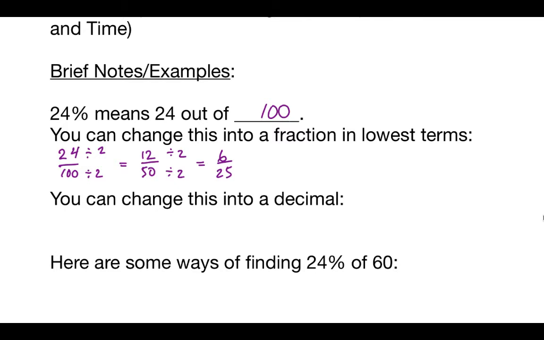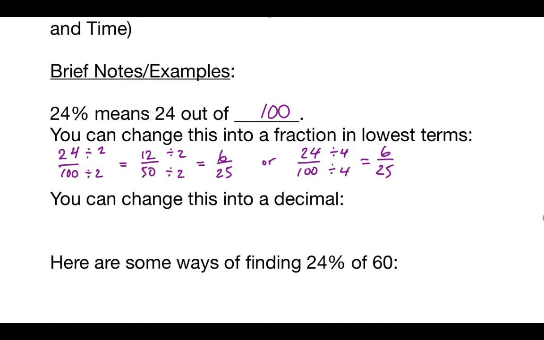And some of you might be saying, well, can't we just do this all in one step? And yes, absolutely you can. So this is the alternative: if you're starting with the 24 out of 100 and you recognize there's a common factor of 4, and that's the greatest common factor between those two things, you can divide by 4 top and bottom, and that will take you directly to the fraction in lowest terms.